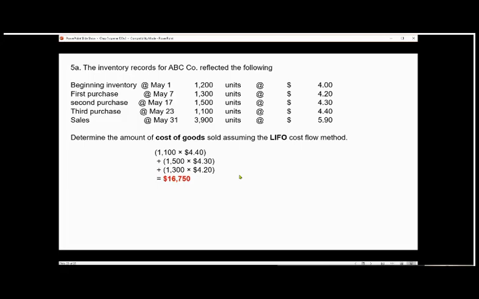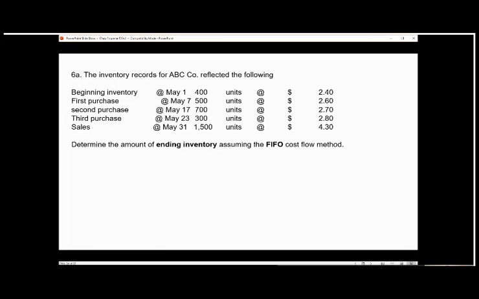Any questions about that before we go on to the next one? So the no's have it. So let's go on to the next one. The next one, they want to know the ending inventory under FIFO. They don't want to know the cost of goods sold. They don't want to know LIFO. They don't want to know weighted average. They want to know FIFO and ending inventory.